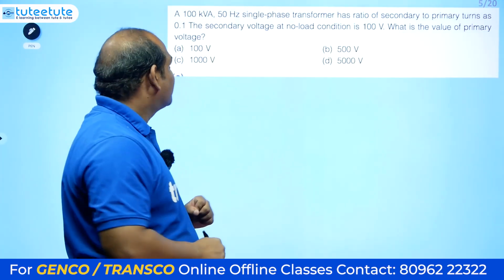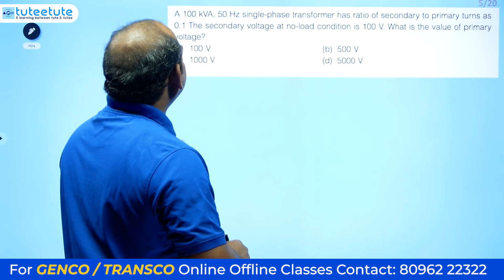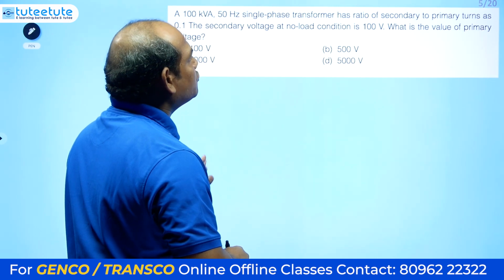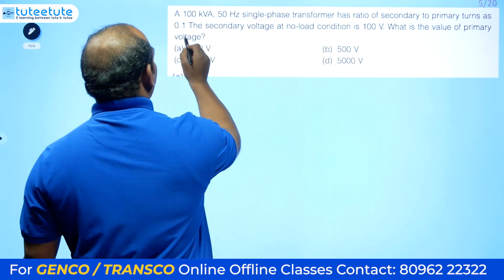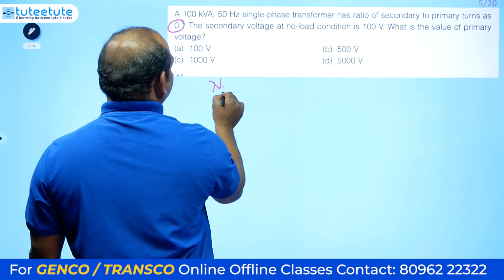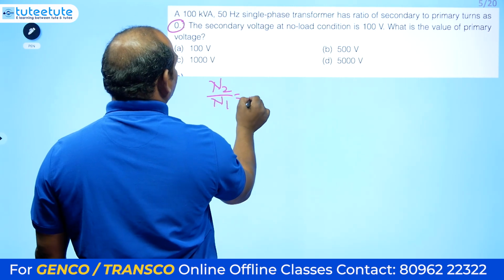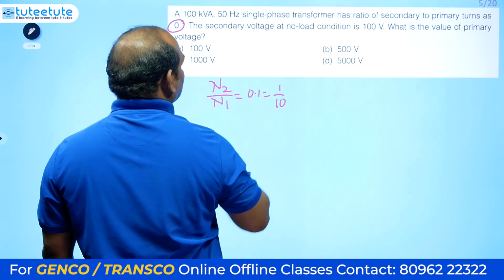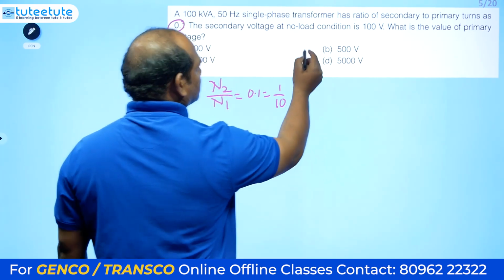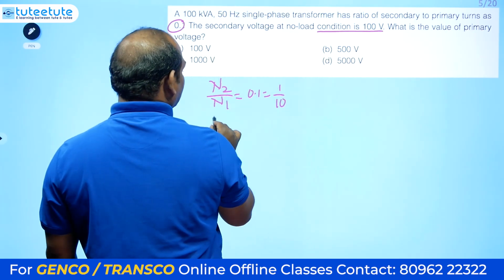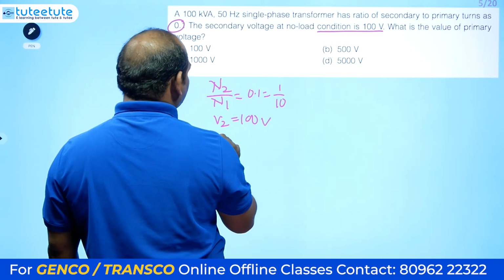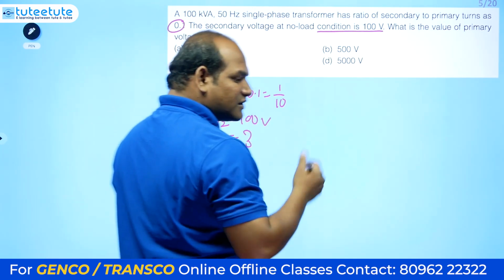Now we'll see the next question. A 100 kVA, 50 Hz single phase transformer has a ratio of secondary to primary turns as 0.1. So 0.1 turns ratio, that means N2 by N1 is equal to 0.1, that is equal to 1 by 10. The secondary voltage at no load condition is 100 volts, that means V2 they have given 100 volts. What is the value of the primary voltage? That means V1. So it is a straightforward question only.